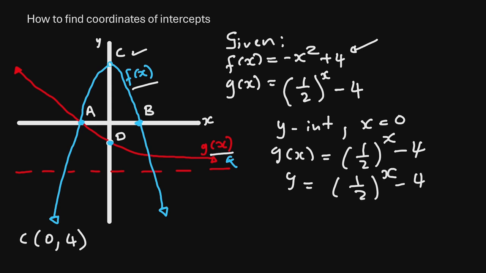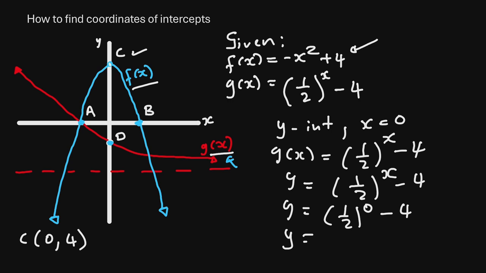Now we have to find the y-intercept, and when we want to find the y-intercept, the value of x is 0. So we substitute 0 where we see x. We are going to have y equals (1/2) to the power of 0 minus 4. But now remember, anything raised to the power of 0 is 1.